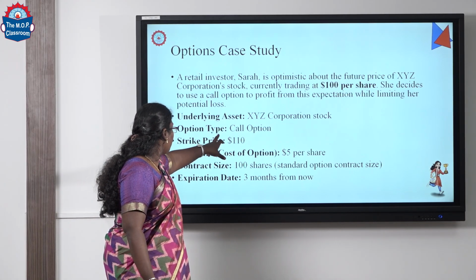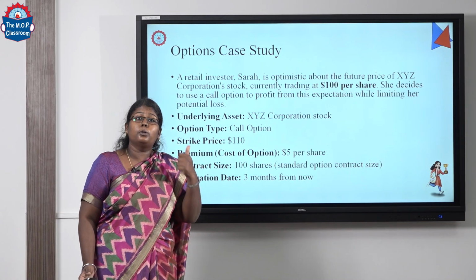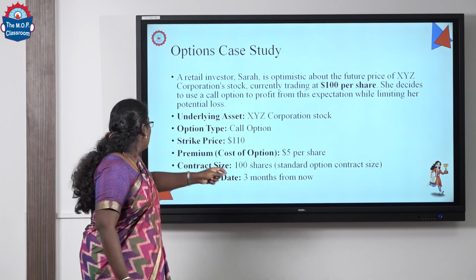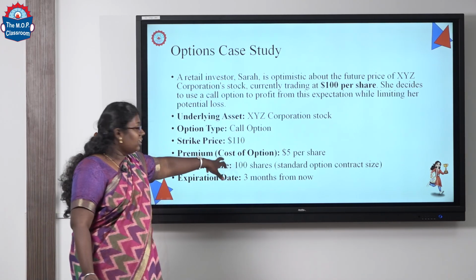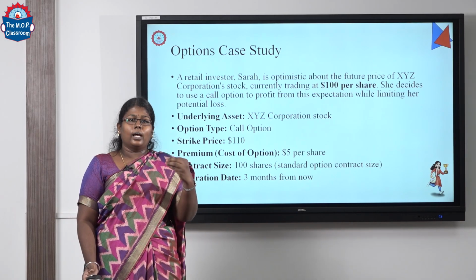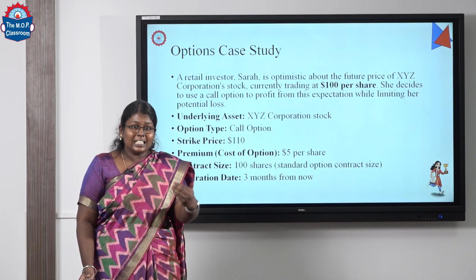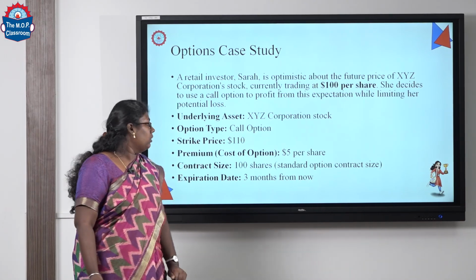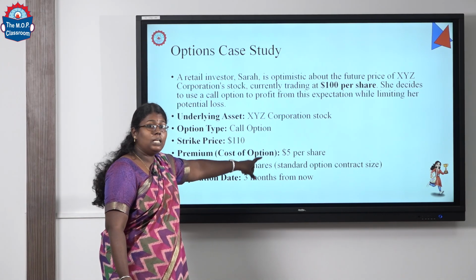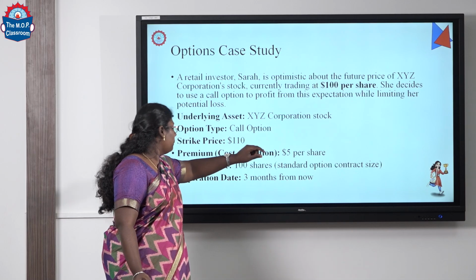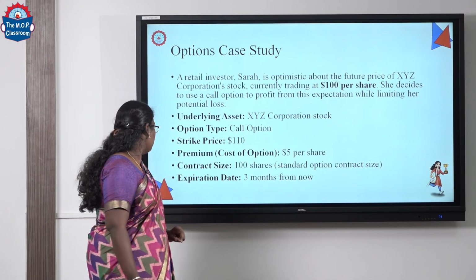We have to note what kind of option we are purchasing. She is getting a call option, so it gives her the right to purchase the shares at a strike price of 110. When I say strike price, it means the shares can be purchased at a value of rupees 110. To purchase this call option, she has to pay a minimum down payment of rupees 5 at the time of signing the contract.